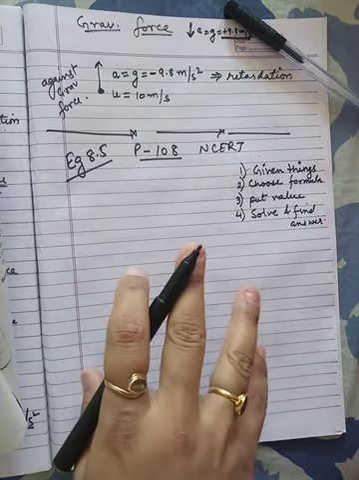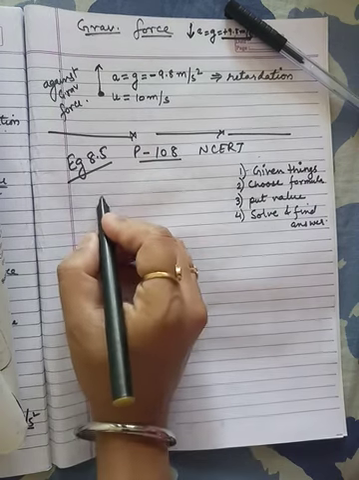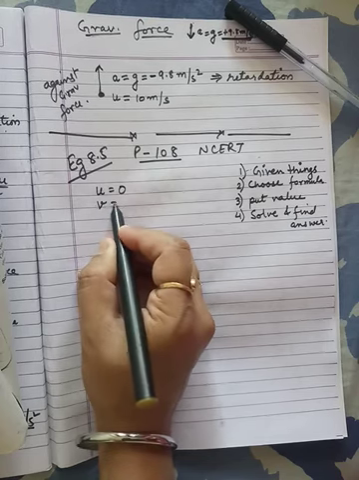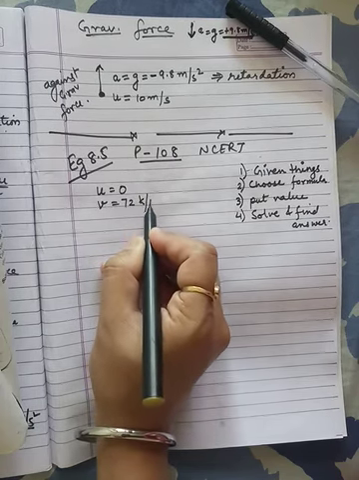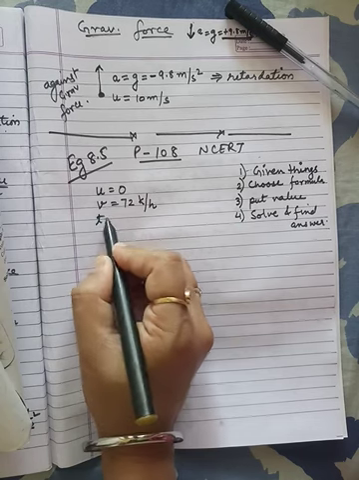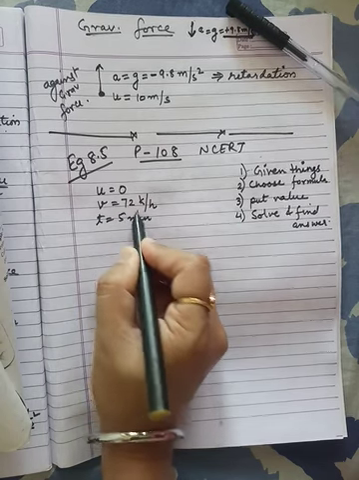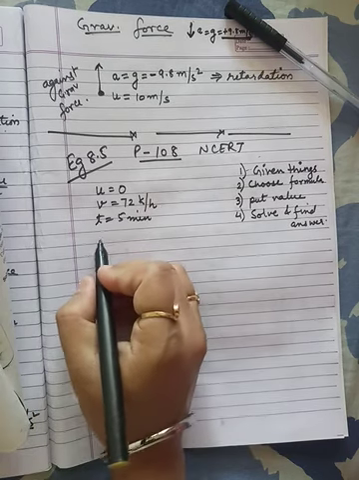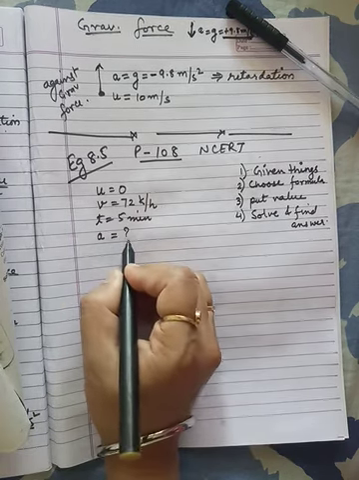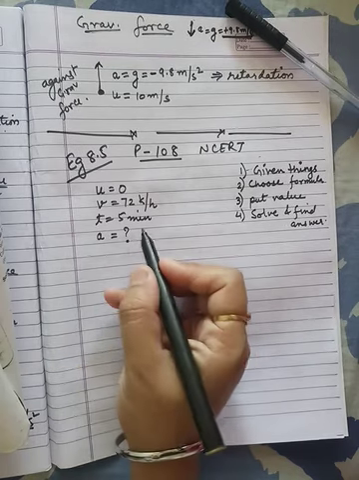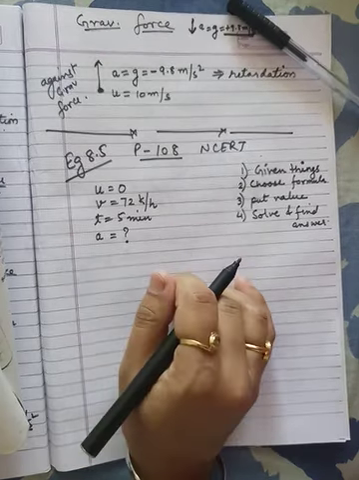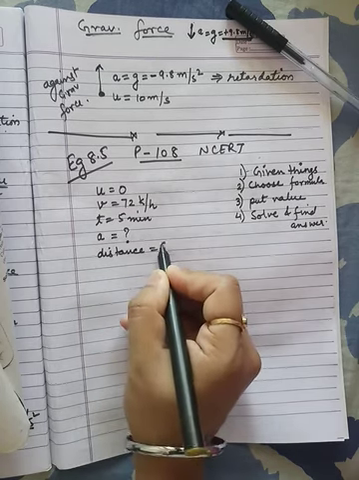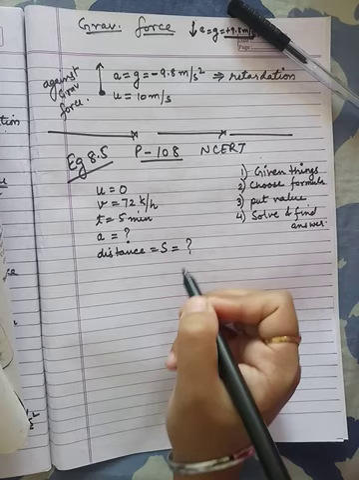A train has been starting from rest. So what are the given things? Initial velocity is 0, final velocity of the train is 72 km per hour, and the time is given as 5 minutes. Now what we have to find out: if the acceleration is uniform, we have to find the acceleration, and the distance. According to the equations of motion, distance is represented by s, so s we have to find out.